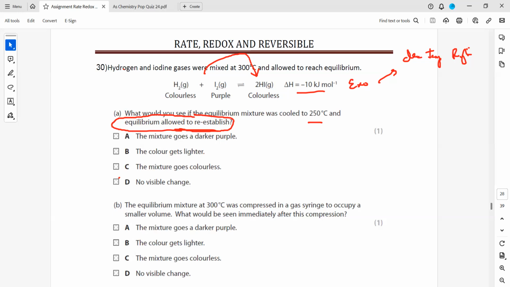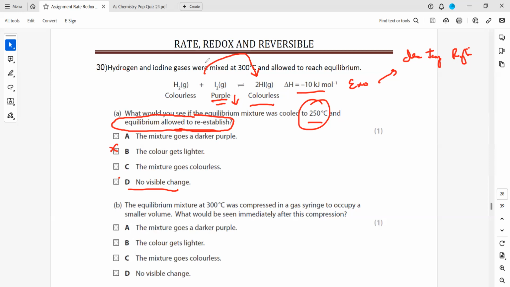Initially, because we allowed it to cool down, the colorless substance is forming more and the purple substance amount is decreasing, but still, because it's a reversible reaction, we have both reactant and product. So as a result, the color will get lighter. So no visible change is seen, because initially there will be a change and then again it will return back to the equilibrium, then there will be no visible change.